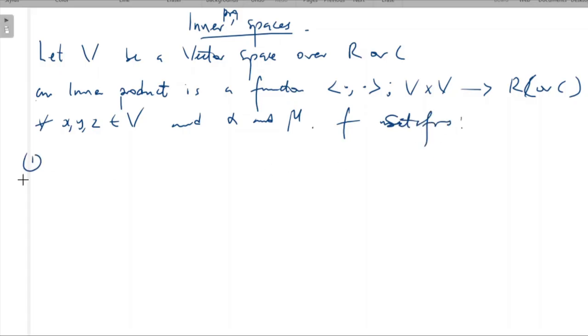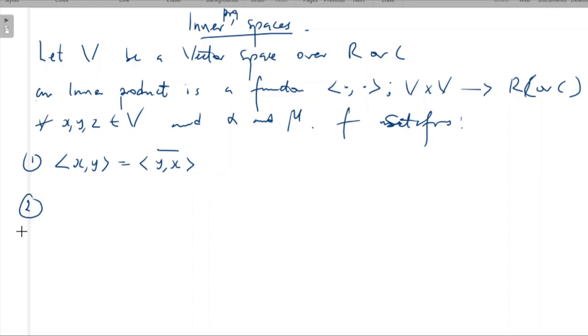The first property is the symmetric property or the conjugate symmetry. It means the inner product of x, y must be the same thing as the inner product of y, comma x. For real, for complex, this will have a bar, which means this and this are equal.